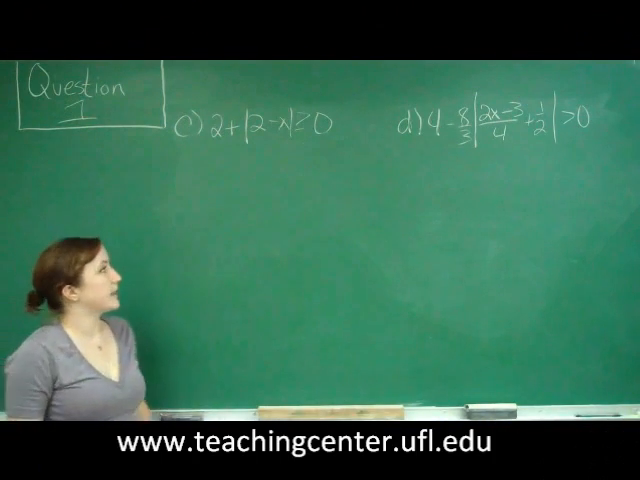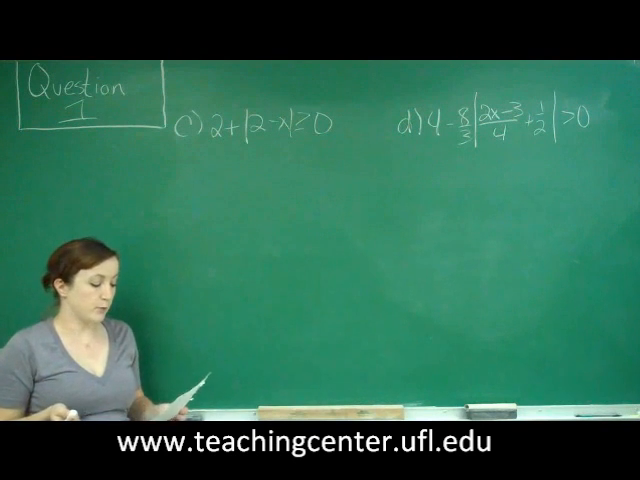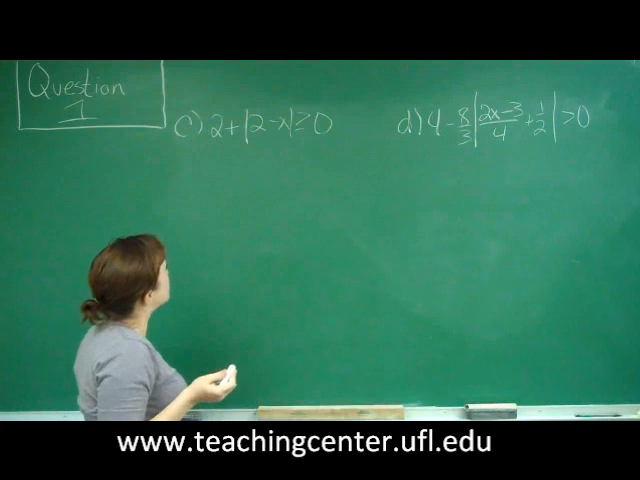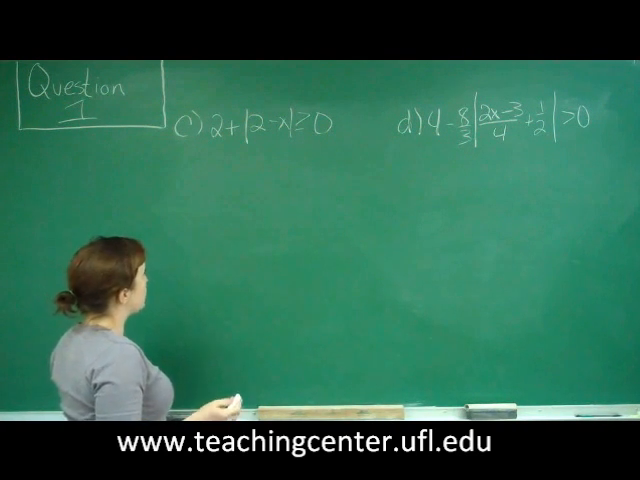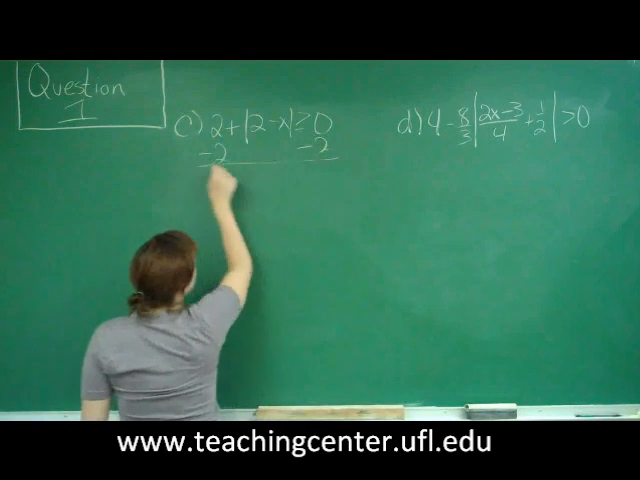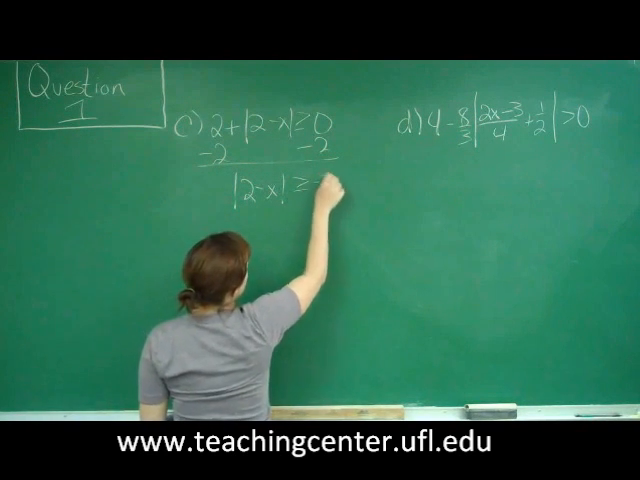So this is the second part, or the second two parts of question 1. And again, we're solving for the inequality. So in C, we have 2 plus the absolute value of 2 minus x has to be greater than or equal to 0. So to solve this, we can subtract 2 from both sides, and we get the absolute value of 2 minus x has to be greater than or equal to -2.